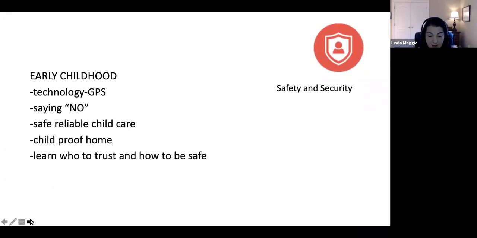All right, safety and security. For early childhood, you can use assistive technology to keep track of them if they're prone to wandering. Another thing that's important to teach them at this age is to say no. You want to teach them to say no by being assertive and role playing. What does saying no look like? Teach them to tell someone if they're uncomfortable or being abused. Again, role playing is really great for that. You want to make sure you have safe, reliable childcare, child-proof the home, and learn who to trust and how to be safe.